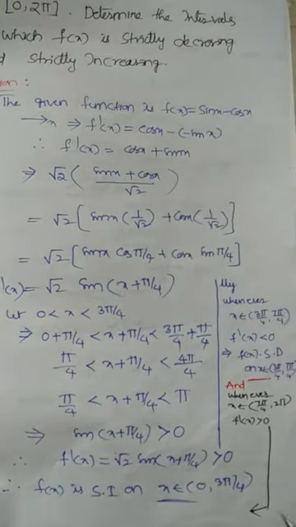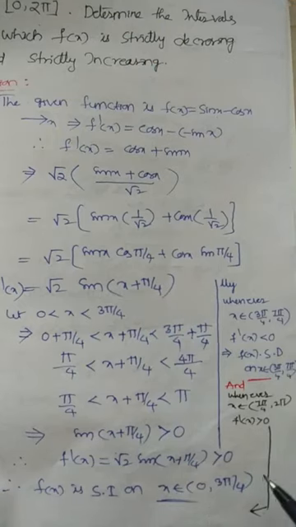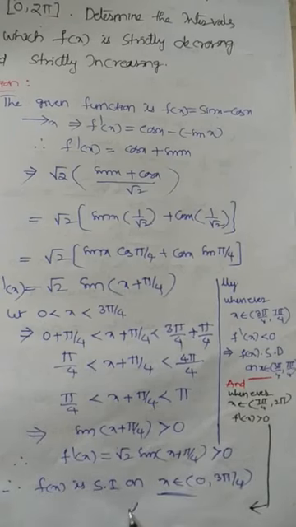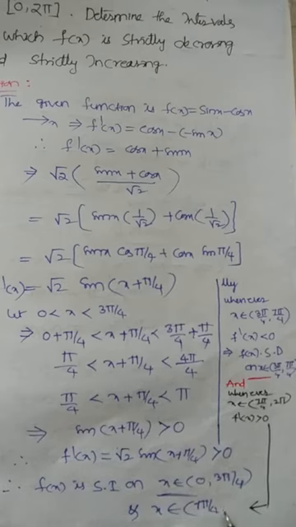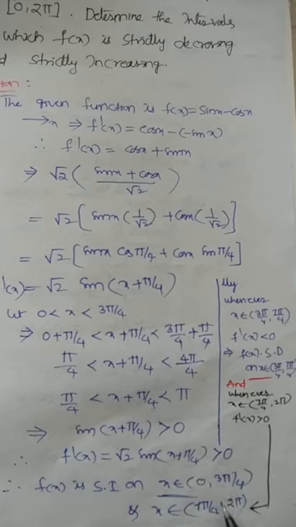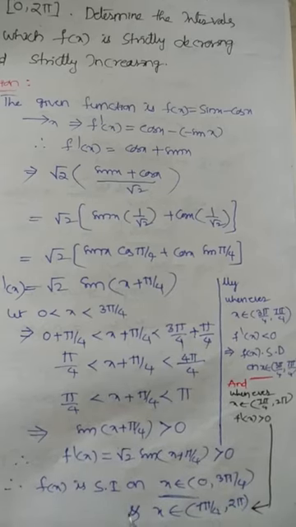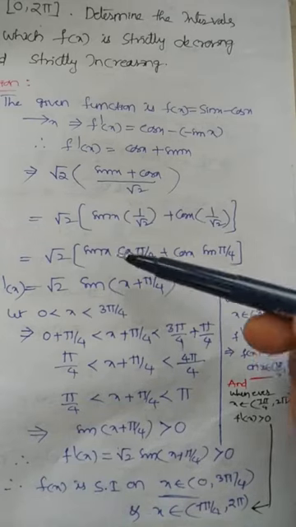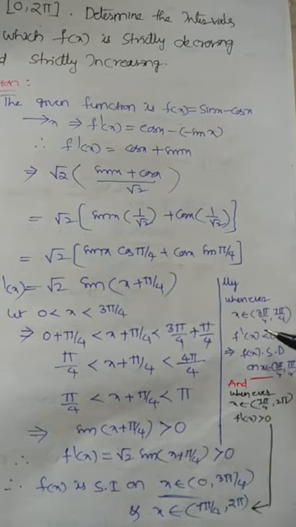So we had found on that complete interval 0 to 2 pi where the function is strictly increasing and where the function is strictly decreasing. In the first case we had observed x is belonging to 0 to 3 pi by 4. In this interval the function is strictly increasing, and not only in this interval, x is belonging to 7 pi by 4 comma 2 pi. In these two intervals f of x is strictly increasing. We had solved in this case. You are going to solve in these two cases.